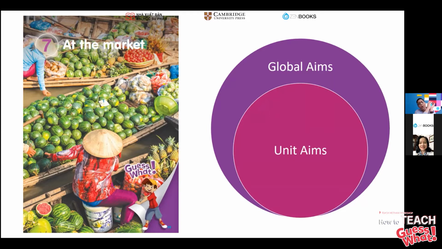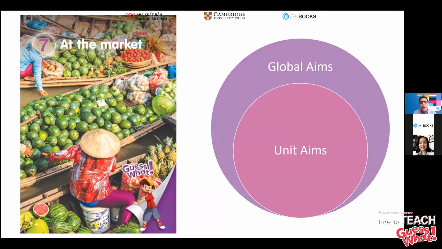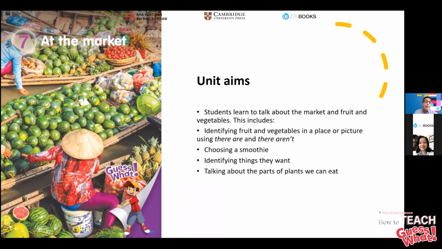You're going to find, when you look at these units, that each unit has specific aims. For example, I'm going to look at unit 7 now, and the overall aims of this unit, the ones that help lead to the global aims. Students learn to talk about the market and fruit and vegetables. Very important words to have in English, especially for primary learners. Not just "I can identify fruit," but learn to talk about the market so that we have the vocabulary that we want them to talk about and the context in which they might use it.